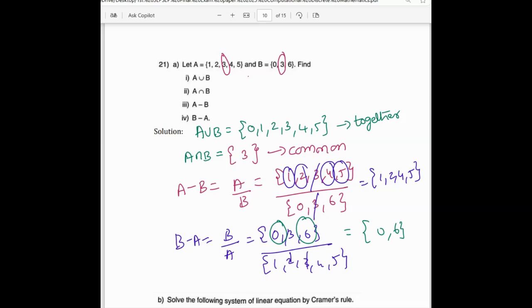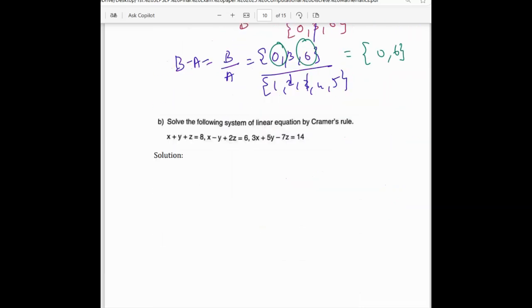Okay, then moving on to the next question. Solve the following system of linear equations by Cramer's rule. What is meant by Cramer's rule? We have to find the determinant of the terms. So let me first write what is matrix A and what is matrix B. Matrix A will be all the numbers which are the coefficients of x. So we have the coefficient of x as 1, 1 and 3.